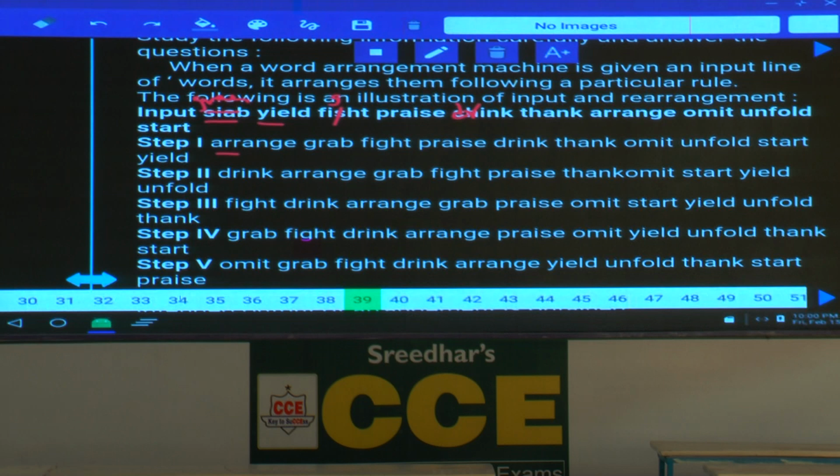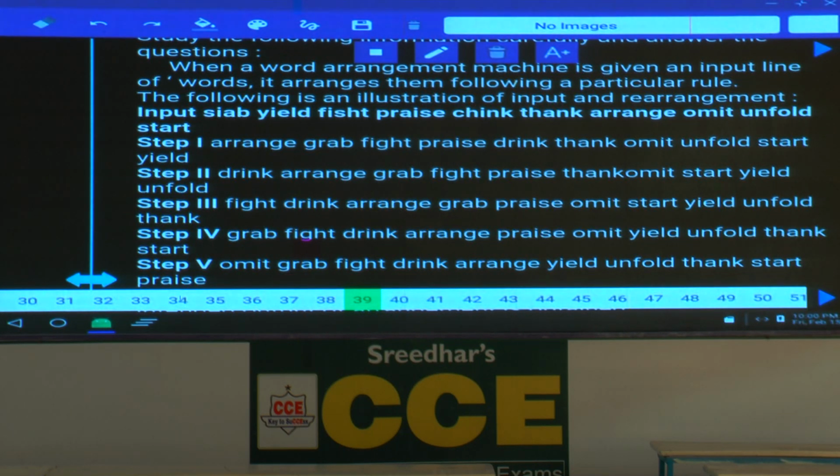Now from here onwards, what is the final logic here? Final logic, if you observe here, omit, grab, fight, drink, arrange. Now these words starting from here, A, D, F, G, O, these 5 words are arranged in the descending order, isn't it? Again followed by yield, unfold, thank, start, and praise. Now these are also arranged in the descending order. The first 5 are arranged in the descending order and the next 5 are also arranged in the descending order. Then what is the pattern followed in this one?